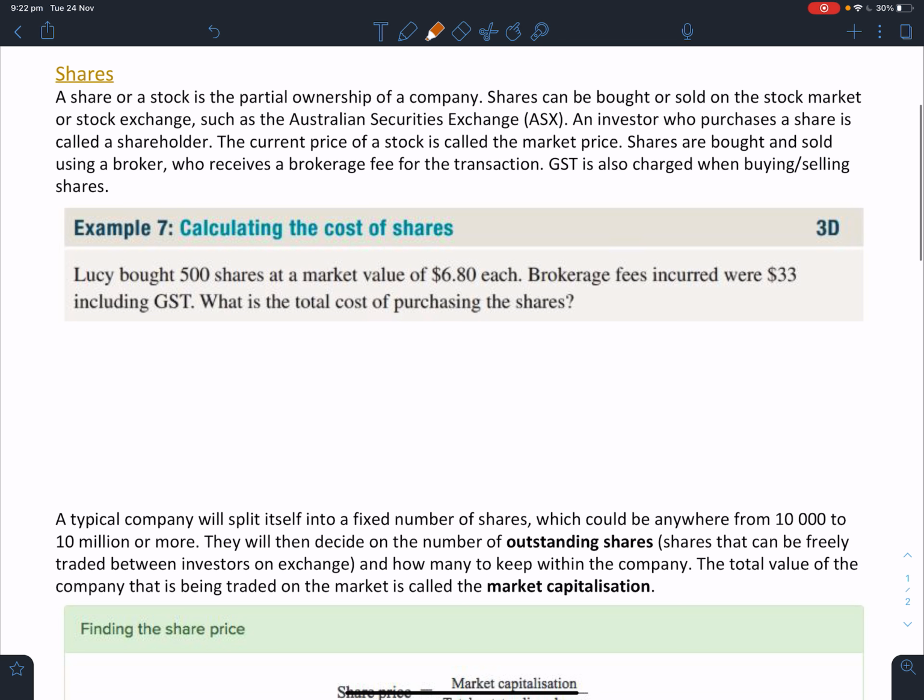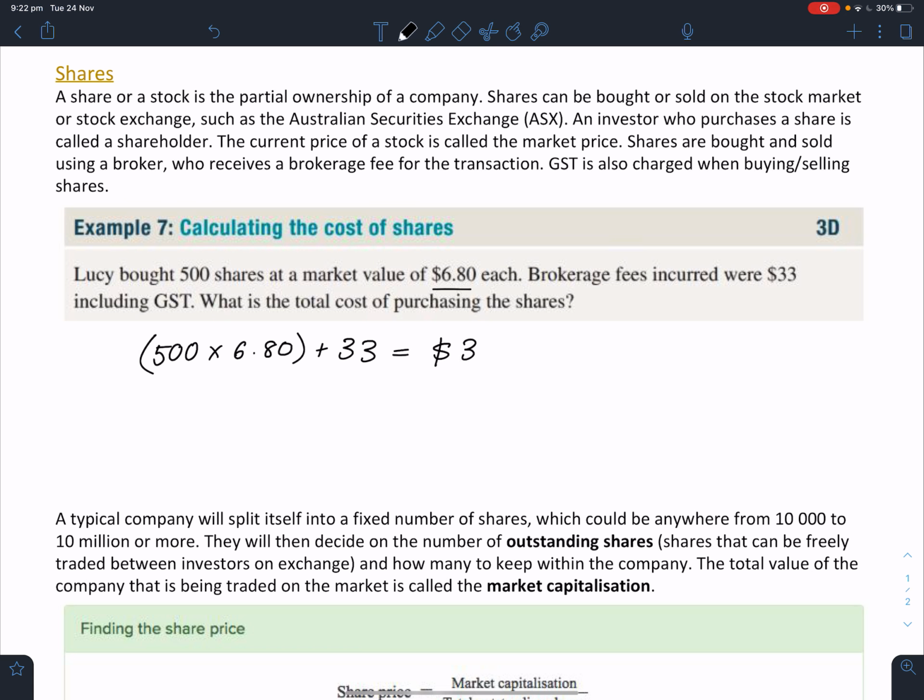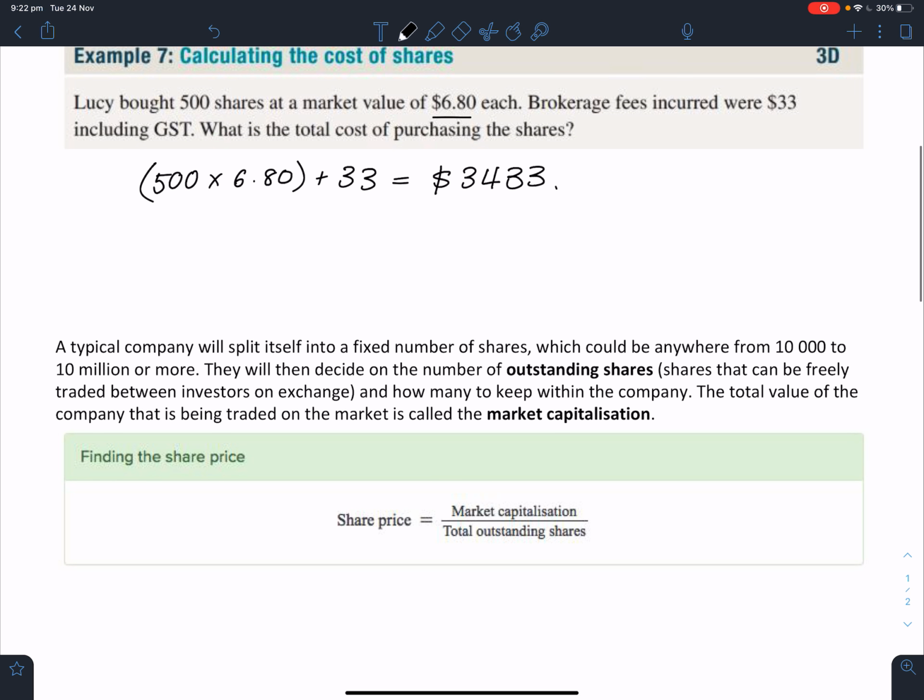Now let's have a look at this example. It says Lucy bought 500 shares at a market price of $6.80 each. The brokerage fees incurred were $33, including GST. What is the total cost of purchasing the shares? So she has 500 shares. The market value is $6.80 each. And then we have to add that brokerage fee of $33. So the cost of purchasing those shares is $3,433.